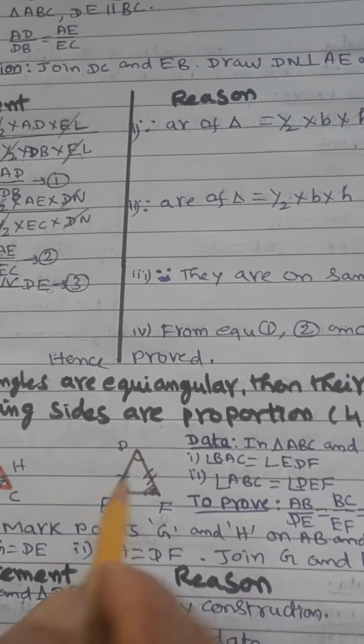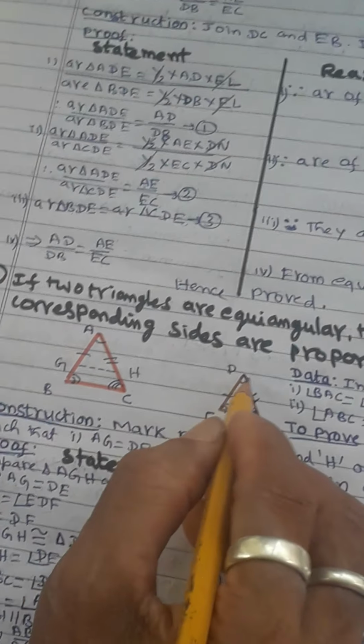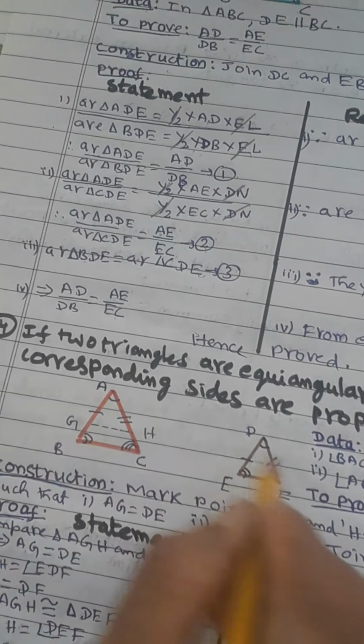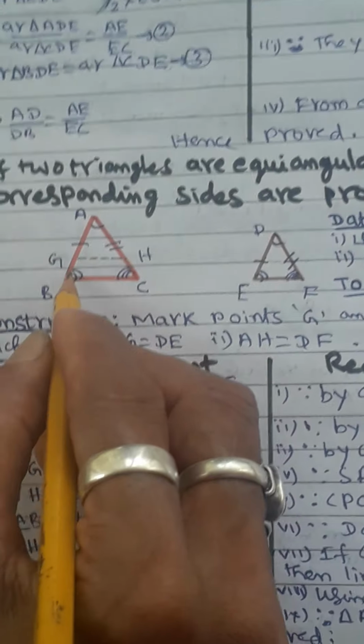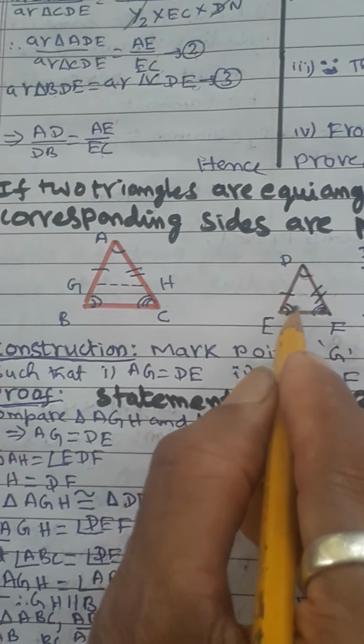Next we will go for theorem number 4. Okay, the fourth theorem we will consider. This also will come for 4 marks questions. If two triangles are equiangular, what is meant by equiangular? I have taken triangle ABC as well as triangle DEF. Angle A is equal to angle D. Let us consider this as the first angle. Angle B is equal to the second angle. So here also the corresponding angle is E.